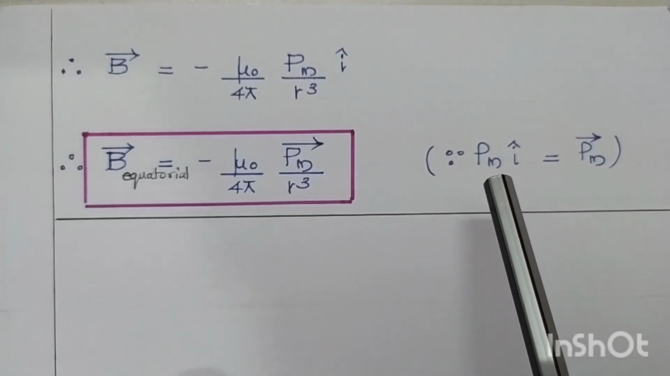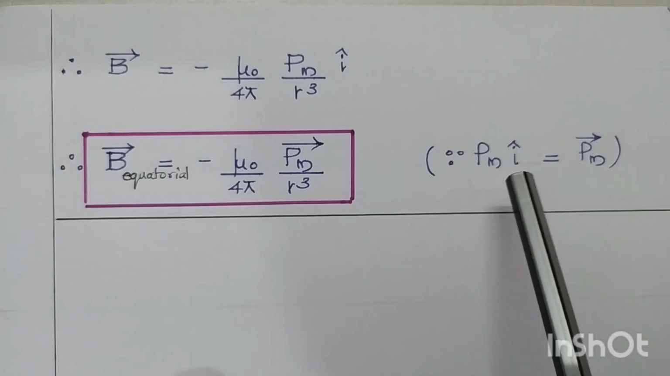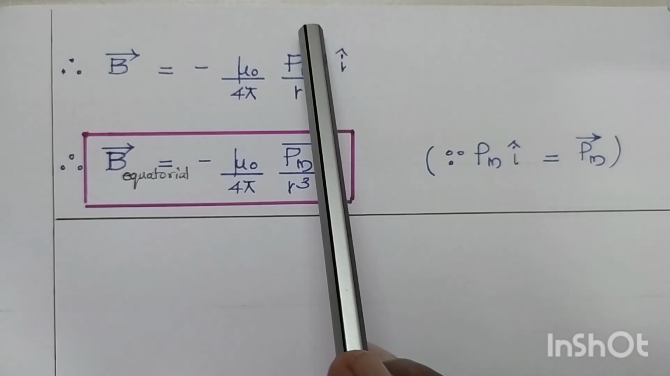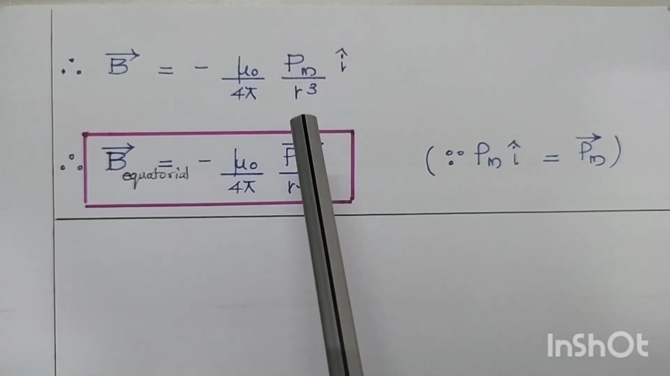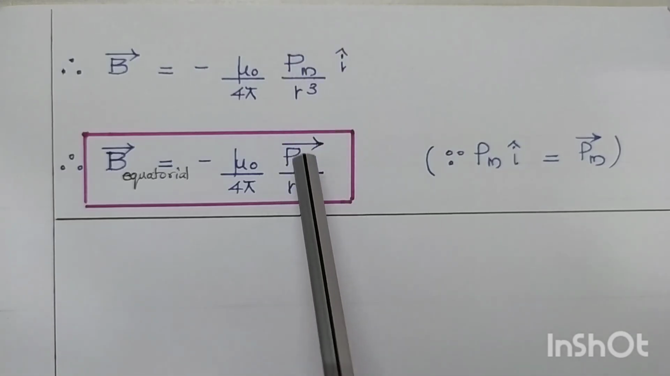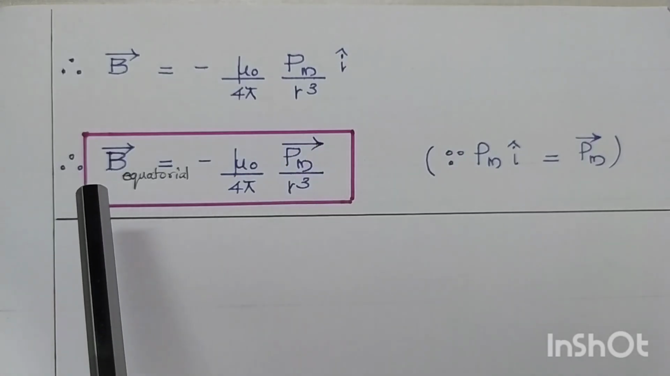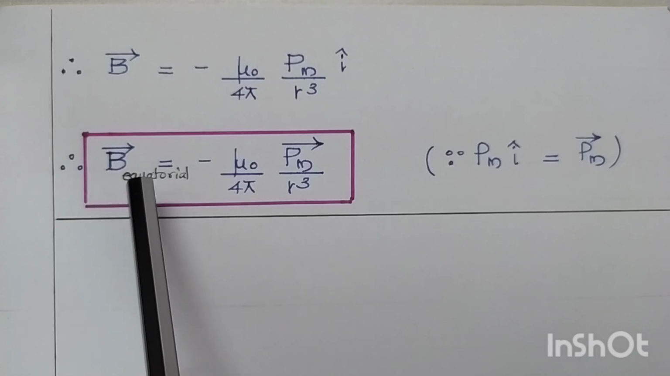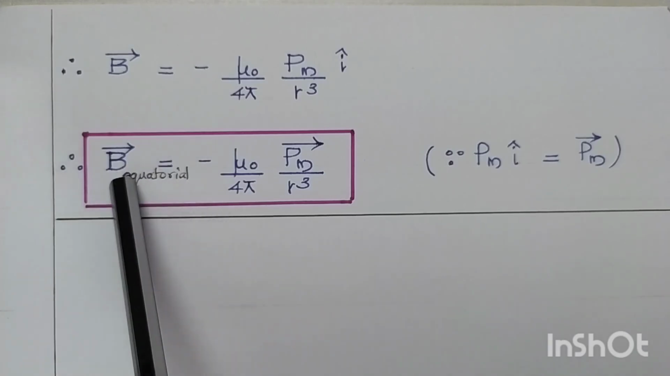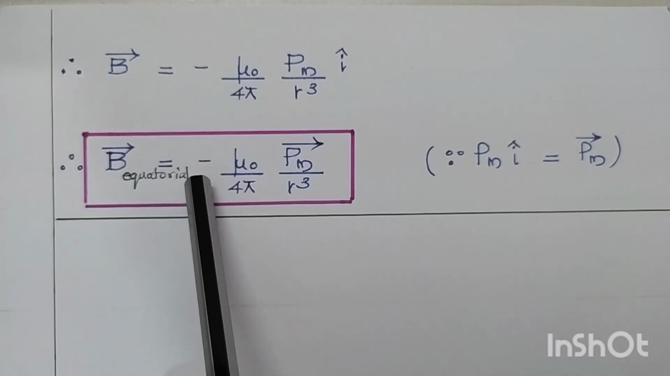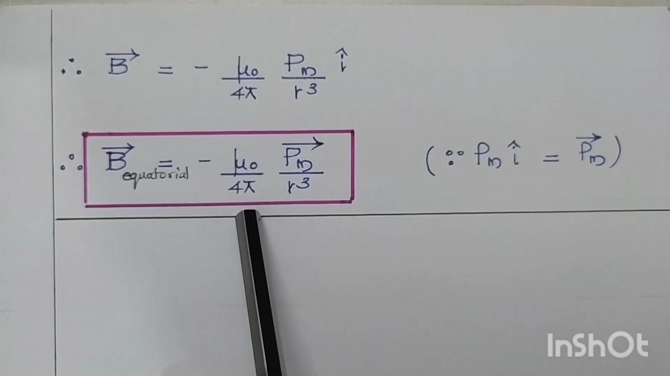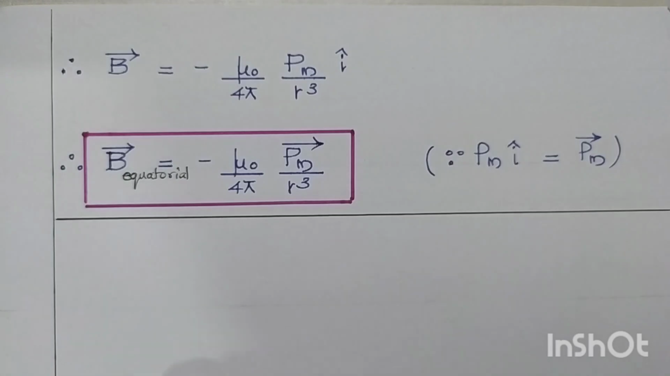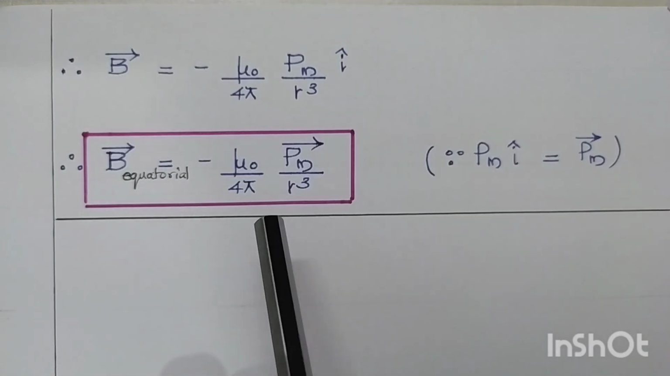Again, this Pm into I cap becomes equal to Pm vector. So here, take this term Pm I cap and in its place you better write Pm vector. So finally we get B vector, which means the magnetic field at the equatorial line. The expression for it is minus mu naught by 4 pi Pm vector by R cube. This is the final expression for magnetic field along the equatorial line.